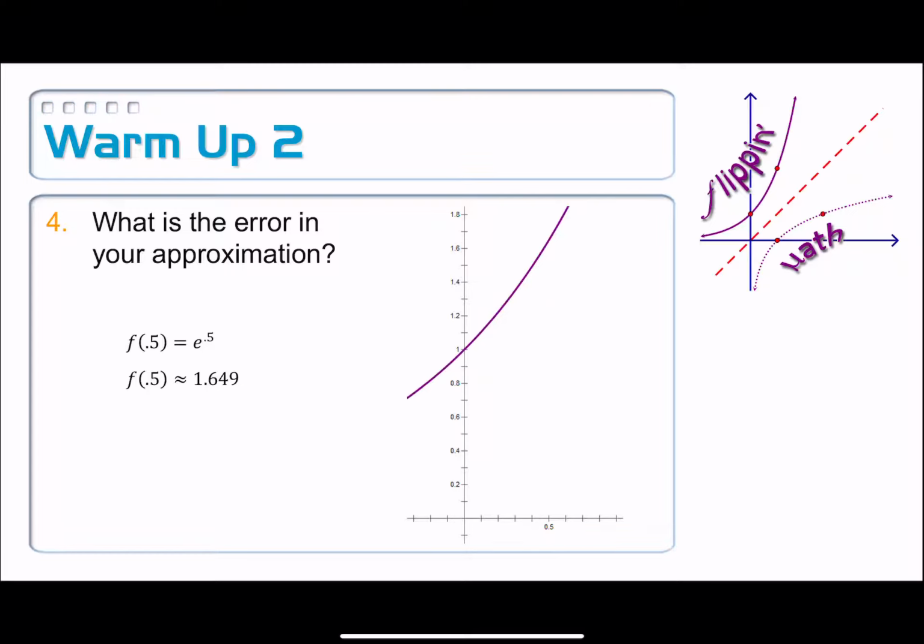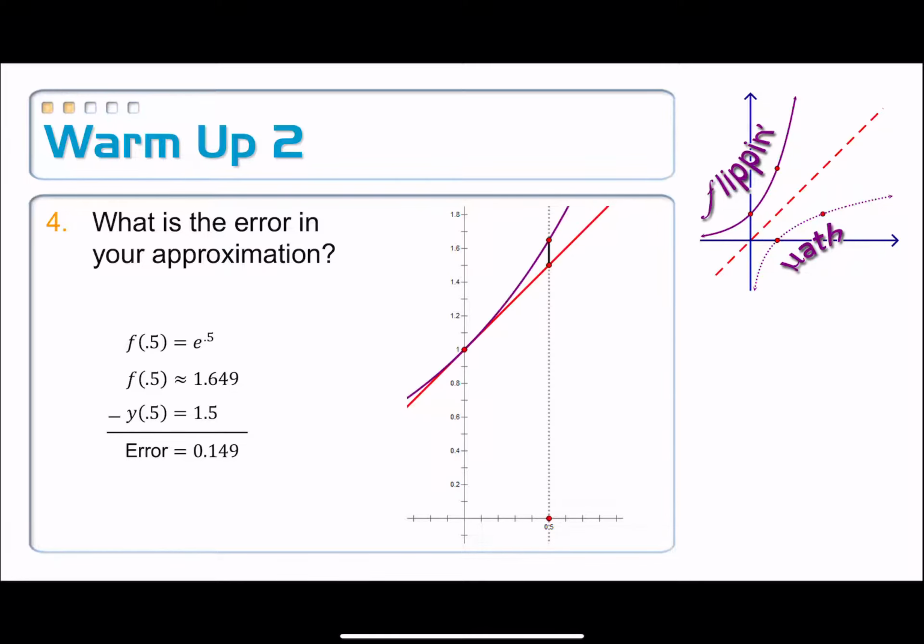And then here's a graph of that and a point on it. All right, and then our tangent line approximation, if you recall, is just 1.5, and then here's a graph of that. So the error is just the difference between those two things. I subtracted, it's pretty small, right? It's 0.149, and here's that on the graph.